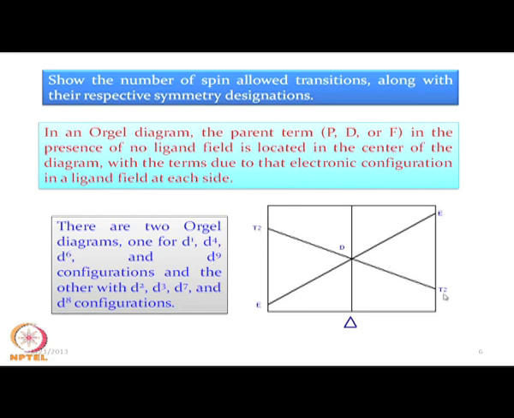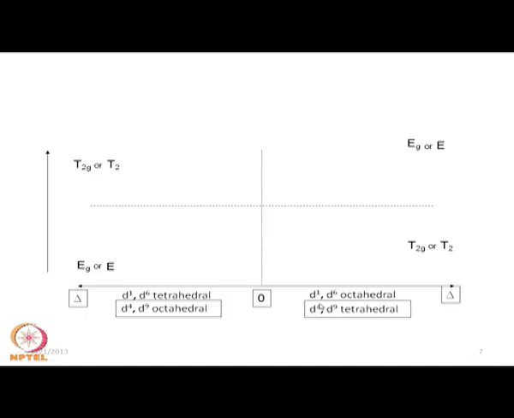In the other case, the triplet is the ground state and the doublet is the excited state. So these are the two different cases. That means we have the D term, and the Orgel diagram tells us how this D term will be split in these two different electronic configurations, and the corresponding splitting.